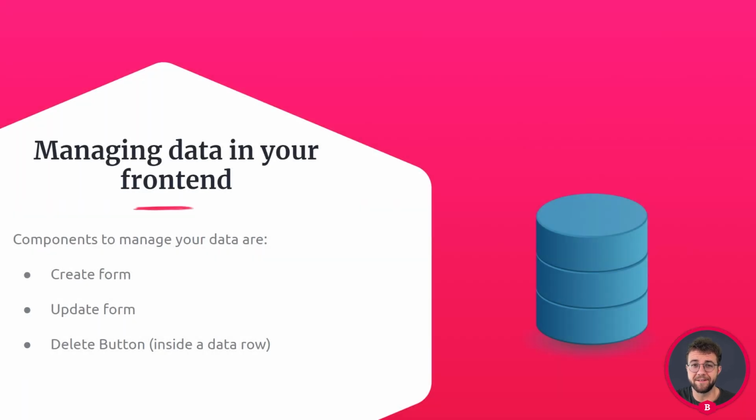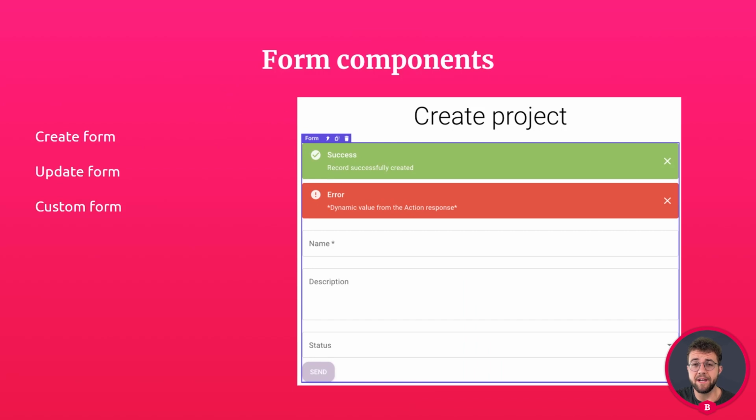Managing data in your front end. You'd likely want to manage your data via your application's front end as well. And to do this, we have the create, update, and delete functionalities. This is done with forms and buttons. The delete buttons can be placed in your data table and work automatically after configuring. You can manage data via a create and update form. Simply drag them onto your page, configure them, and you can get started. You can also create a form from scratch using a form and input components and building the form action yourself. This can be used for more advanced checks, for example.